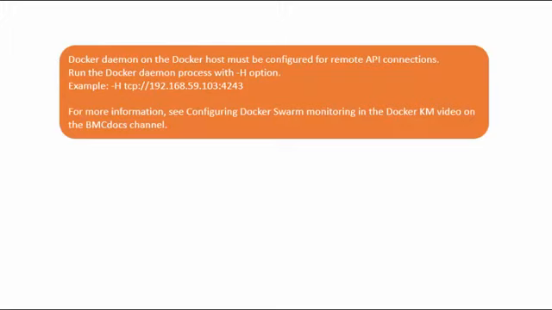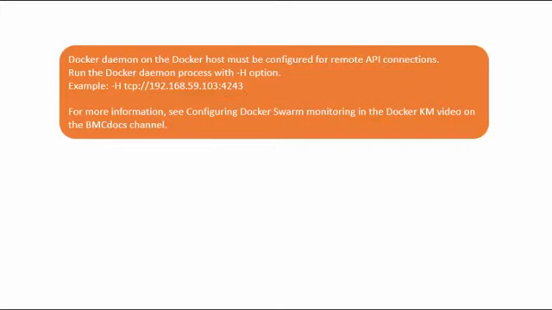This can be done by running the Docker daemon process with the -H option. This option makes the daemon listen on port 4243 on the given network interface. For more information, see the Configuring Docker Swarm Monitoring video on the BMC Docs channel.